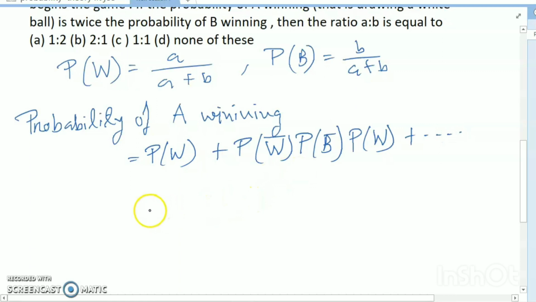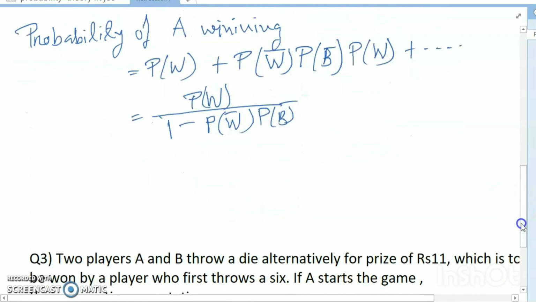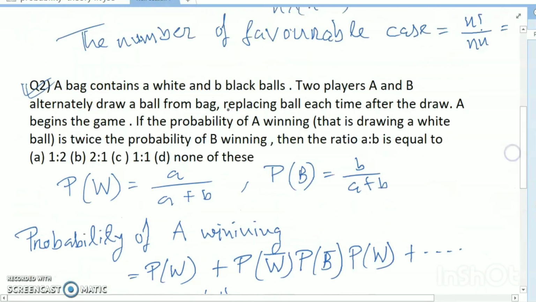So this is a GP series. I can write P(W), the first term, divided by 1 minus P(W bar) into P(B bar), which is my common ratio. Okay. So the probability of black, whatever I get, see that replacing the ball each time means I will put this ball back again. Alternately draw a ball, so A begins, and A winning means drawing a white ball.